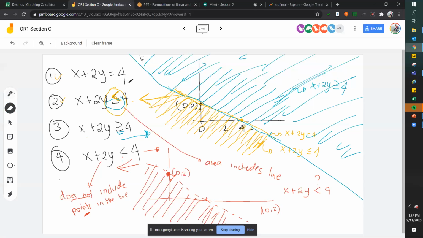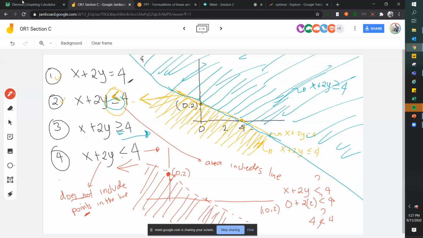So, change ko lang ito ulit. So, I have 0 plus 2 times 2. Is it less than 4? Is 4 less than 4? No. Ibig sabihin, hindi nga kasama yung line na yun. Okay? Unlike dito guys, kung isa-substitute natin, kung yan ay less than equal, included nga yung mga points na nasa line. Malinaw?